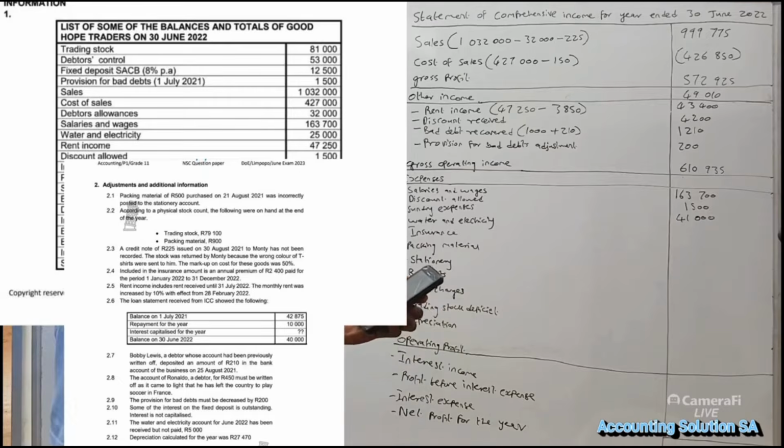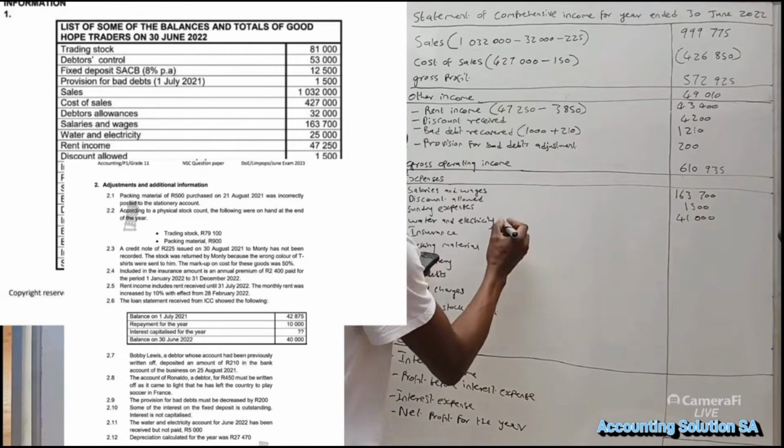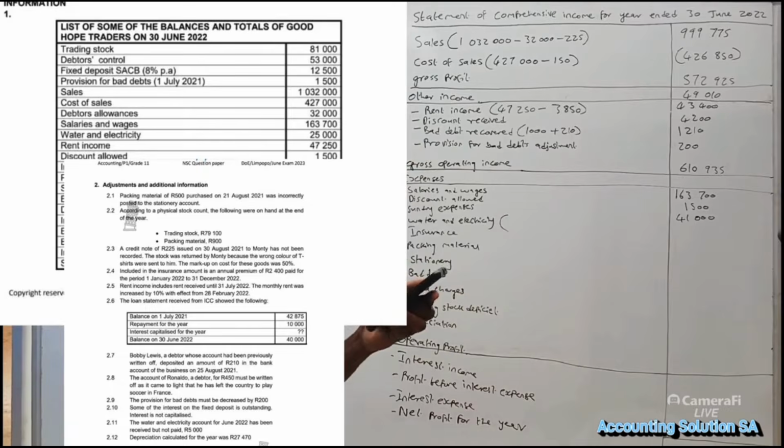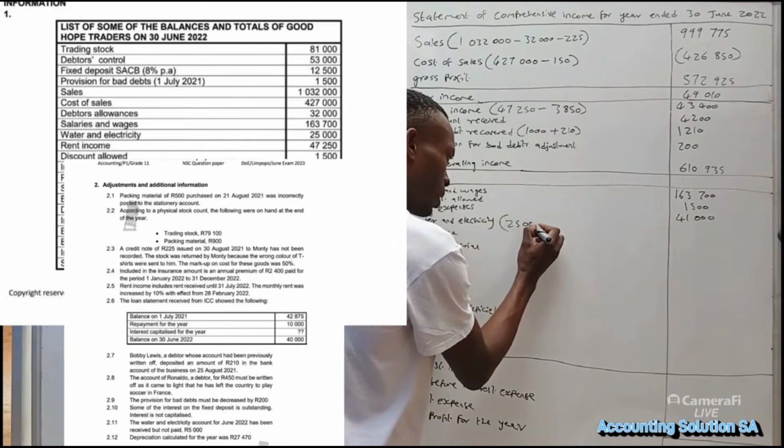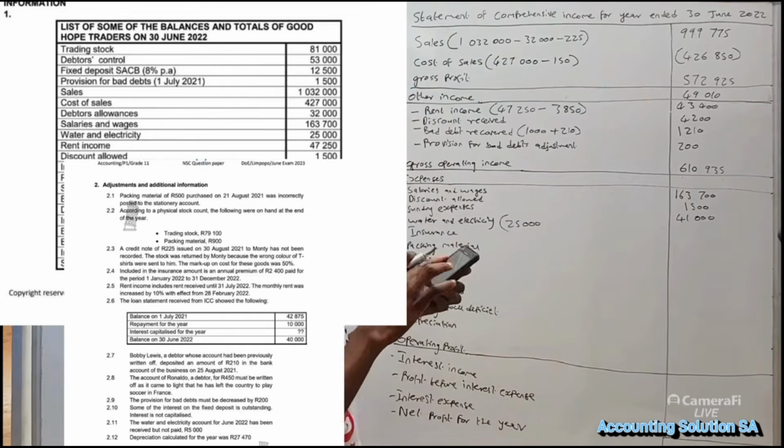Now we have to go to water and electricity. There were marks here. The reason is because we have to work something out. Okay, the first one, we have to take it from our balance or list of balances. It was 25,000, and we check the additional information.